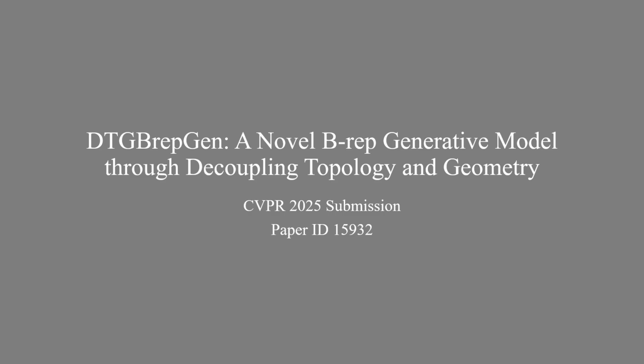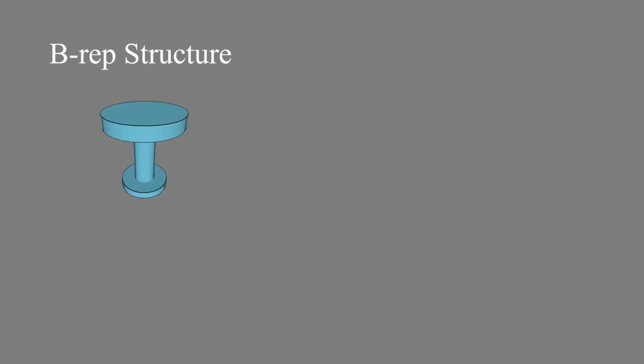We present DTGBrepGen, a novel BREP generative model that decouples topology and geometry generation. BREP is the standard format for 3D shape modeling. A BREP structure is composed of three fundamental elements: vertices, edges, and faces.